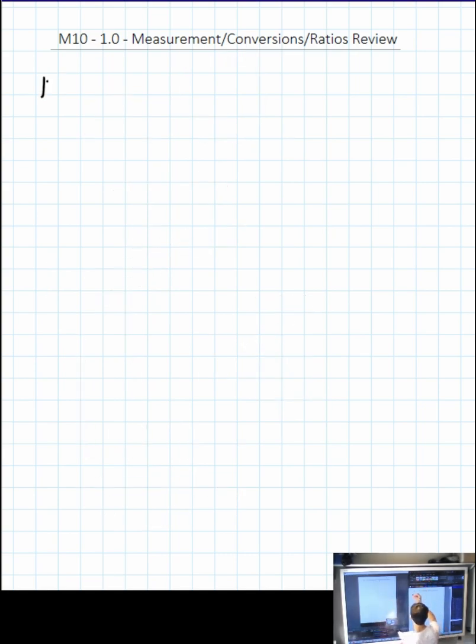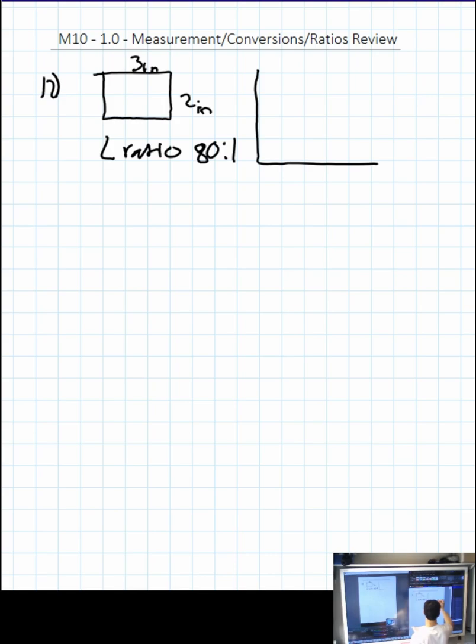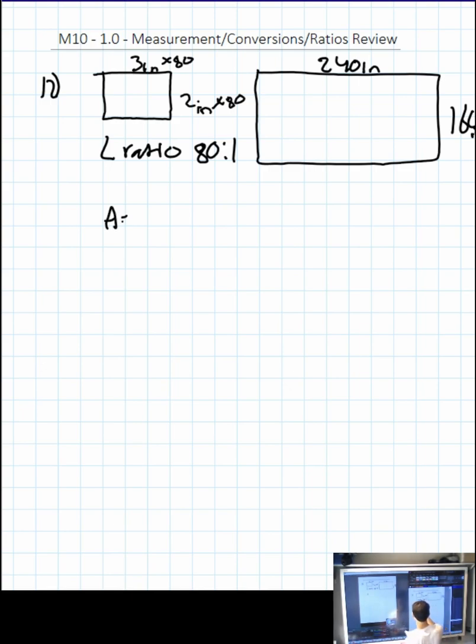Okay, number 12. If a scale drawing of a rectangular living room is 2 inches by 3 inches, and we have a ratio of 80:1, which is a length ratio, be careful. And then we can draw a larger rectangle. And if the ratio is 80:1, we can simply times by 80. So 2 times 80 is going to be 160 inches, and 3 times 80 is going to be 240 inches. Now it's saying, what is the area of the actual living room in square feet? So we're going to start by taking the formula for area, A equals LW, and we're going to substitute in A equals 240 times 160, and we're going to get 38,400 inches squared.